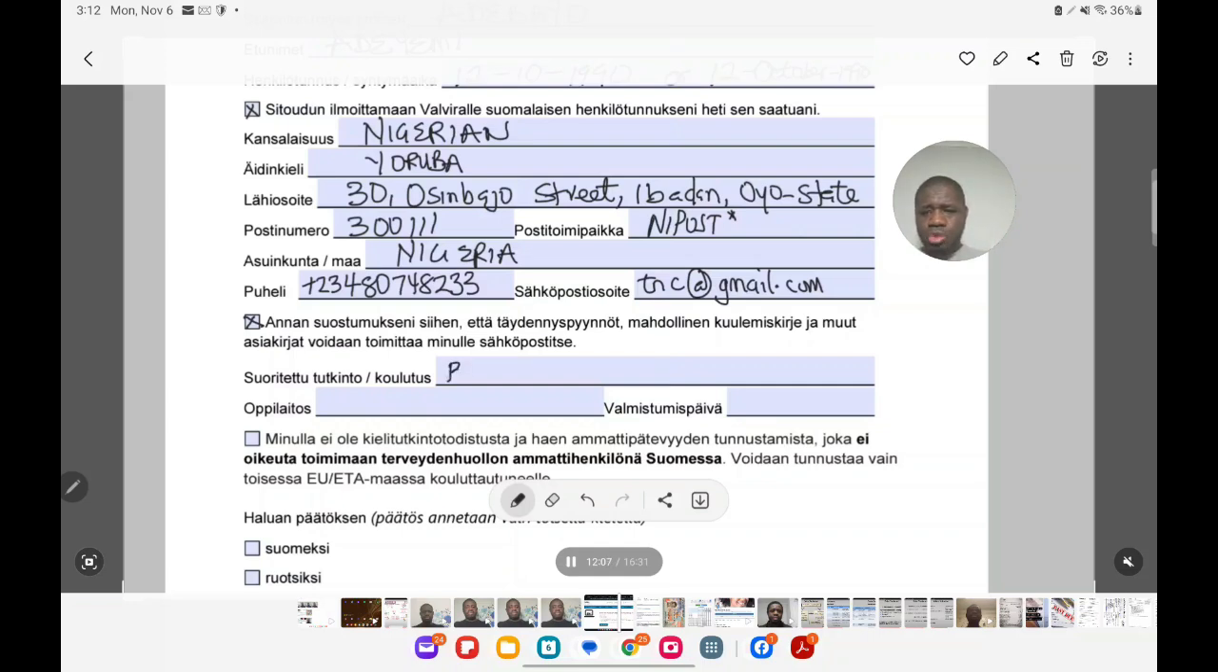Then the next one is Suoritettu tutkinto/koulutus. This one is asking about your qualification. So just write bachelor degree nursing science. If you're a diploma nurse, just write general nursing diploma. So whatever it is, just write it there. That is about that.